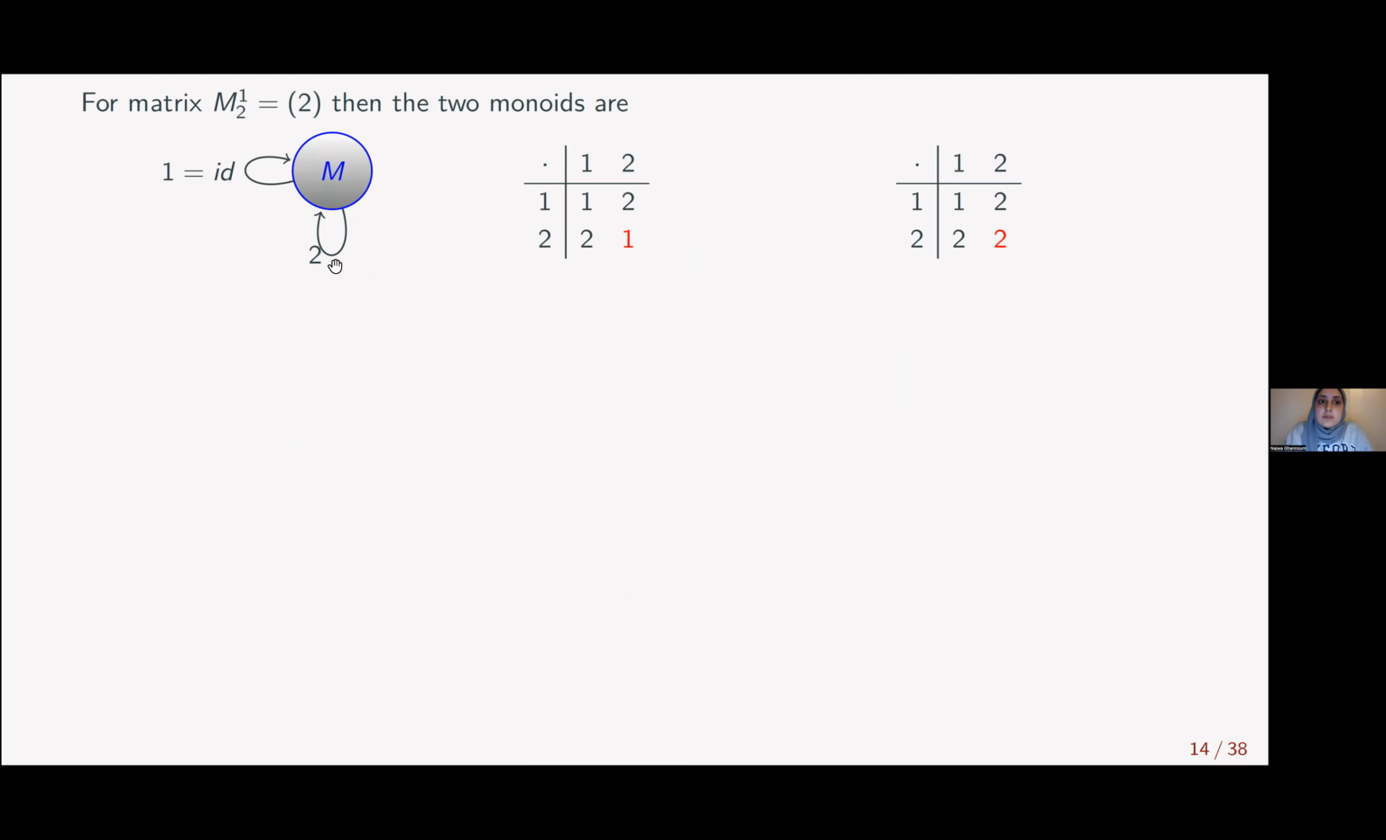We will call them 1 and 2. And we want to know the possible multiplication of these elements. So we want to know the table of multiplication of these elements. So we have 1, 2 by 1, 2, and 1 is identity.